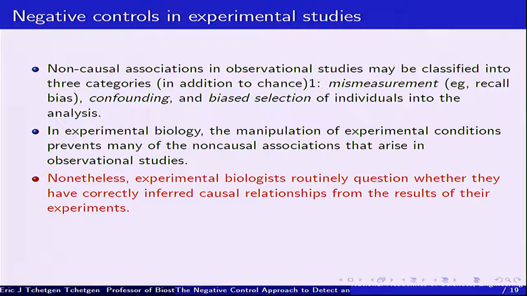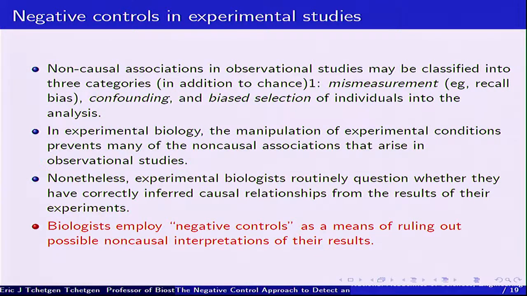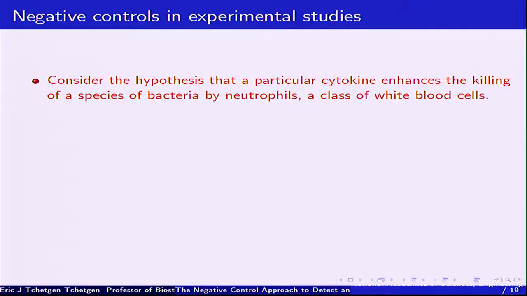Nonetheless, experimental biologists routinely question whether they have correctly inferred causal relationships from the results of their experiments. Biologists employ so-called negative controls as a means of ruling out possible non-causal interpretations of their results. So let's see how that works.